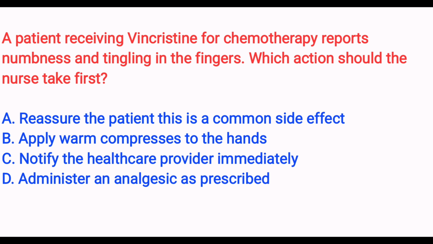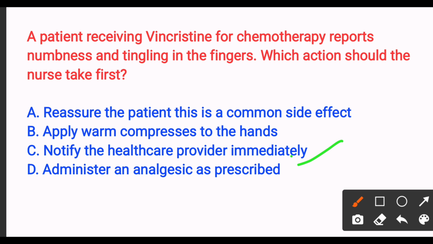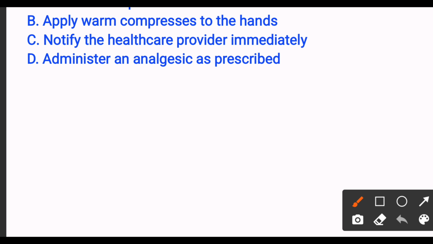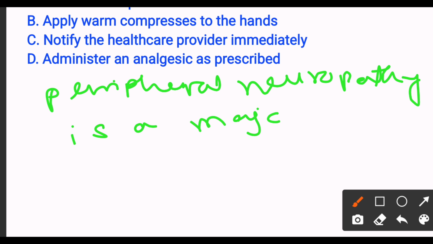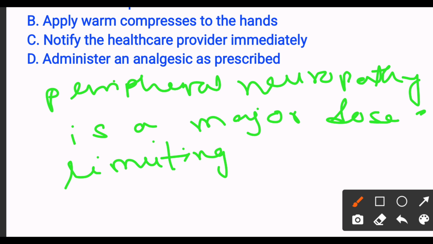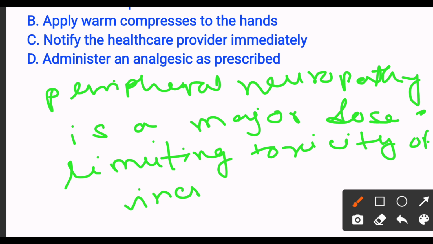The answer will be option C, notify the healthcare provider immediately, because peripheral neuropathy is a major dose-limiting toxicity of vincristine.